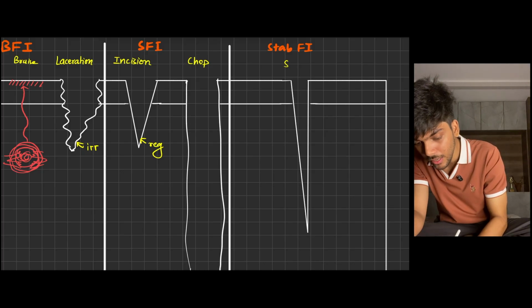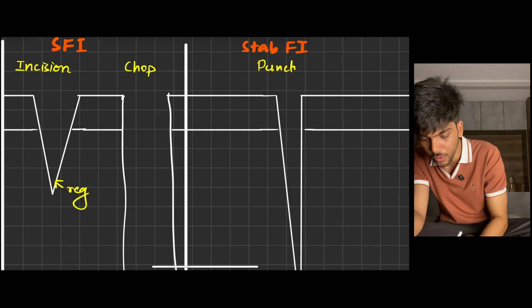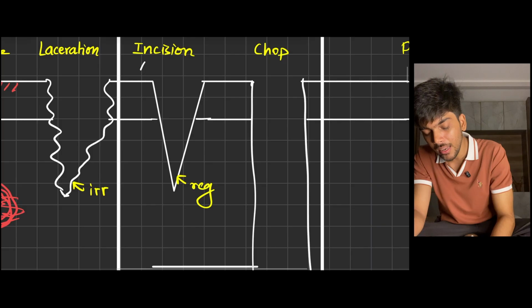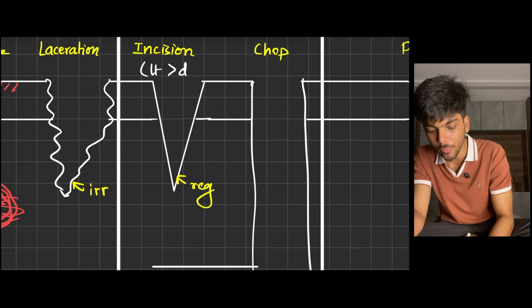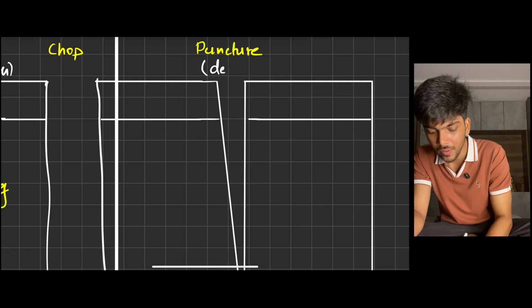See, this is a puncture wound, or a stab wound. In incision, the length is greater than the depth. But in stab or puncture, the depth is longer than the length. Come on, it makes sense.